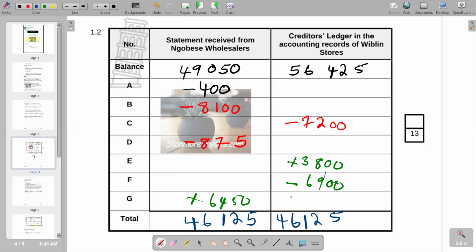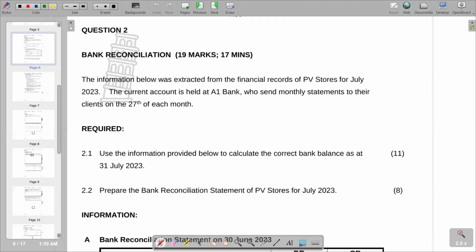So obviously, from there, we are now going on to the next question, which is question 2. Moving on to question 2, we have a bank reconciliation, and it has 19 marks. You are to spend on average 17 minutes on that question. The question, with the information below, was extracted from the financial records of PV Stores for July 2023. The current account is held at A1 Bank, who send monthly statements to their clients on the 27th of each month. So we can take notes.